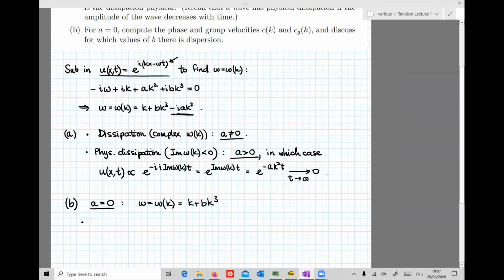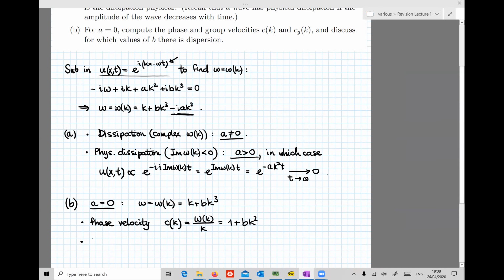So let's start with the phase velocity, c of k, which I remind you is the velocity at which wave crests move, and this is equal to omega divided by k, so that's equal to 1 plus b k squared.